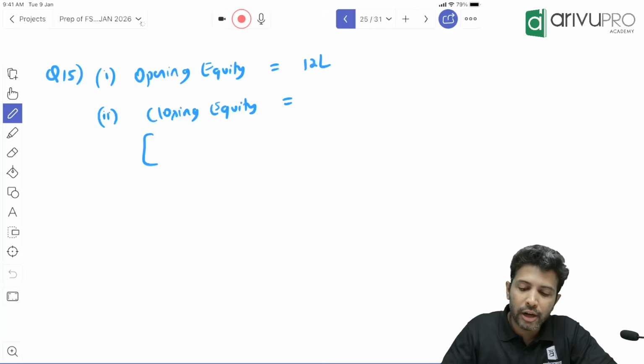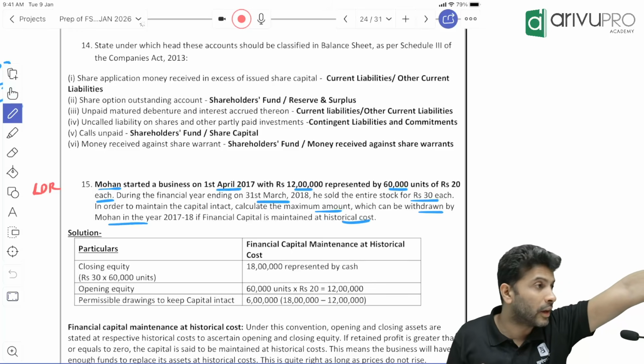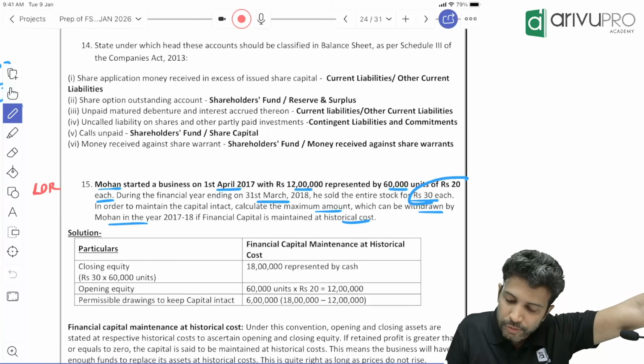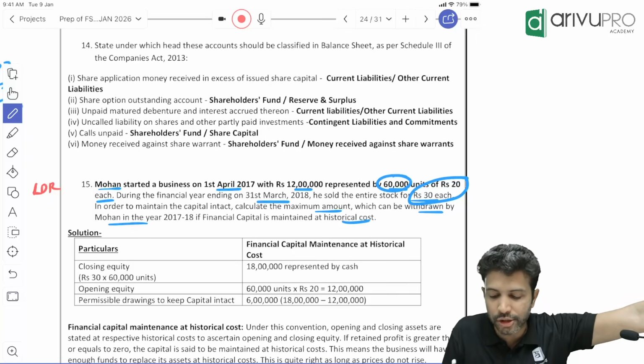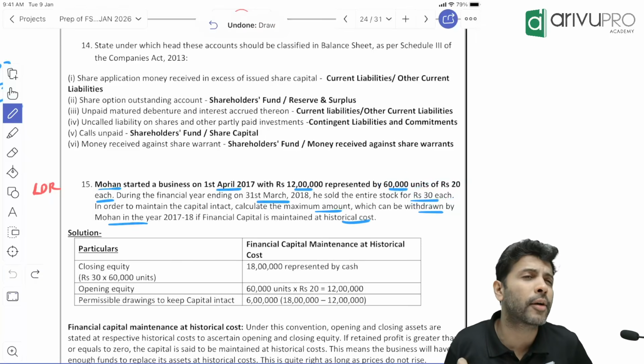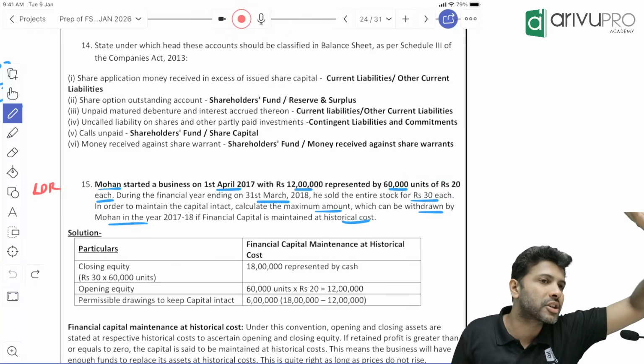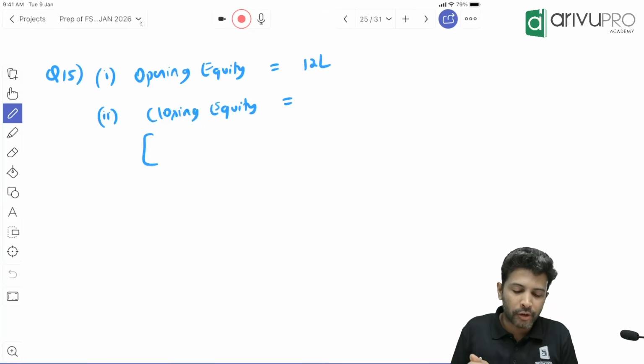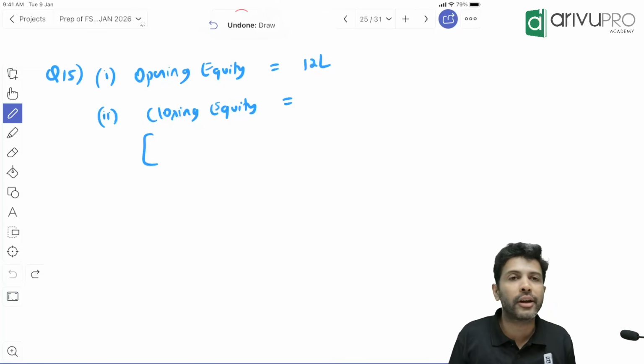You made 10 rupees profit on one unit. Yes, sir. How many units did you sell? 60,000. So total profit is how much? 6 lakh. Clear, Sarji? Due to profit, your capital balance will reduce or increase.